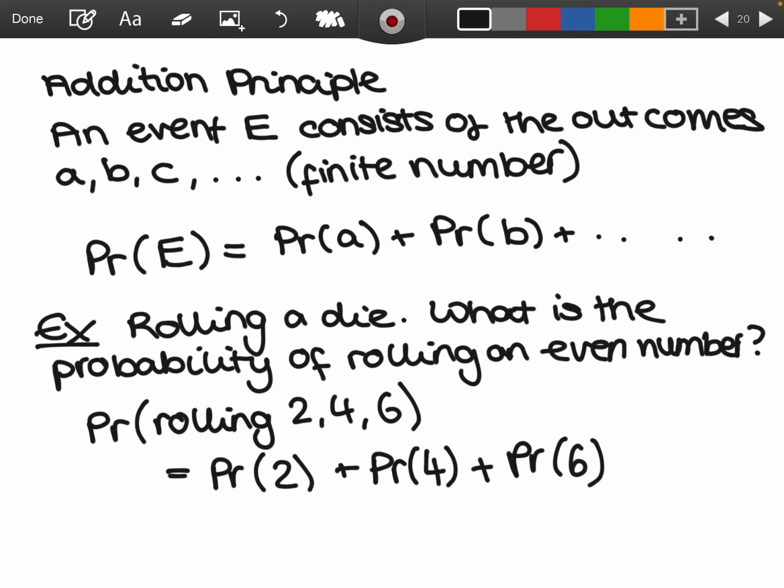Okay, so we're using this addition principle. The probability of that event E happening, the probability of rolling an even number, is just going to be the probability of rolling each of the even numbers added together, which we know from our previous probability distribution that each one is 1 over 6. And if you add those together, you should get 3 over 6, which is 1/2.